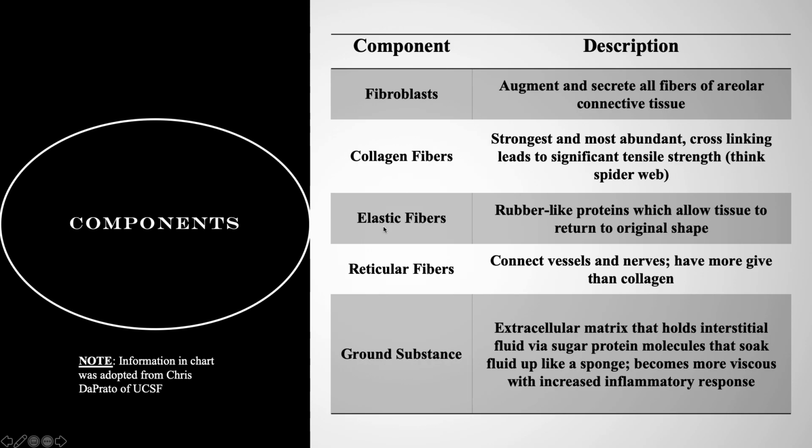The elastic fibers, this is more the tendinous properties. So we're thinking about rubber-like proteins and that ability to distend and then reform back to normal shape. The reticular fibers are what connect the vessels and the nerves. So they're a little bit more pliable than something like collagen. And then the ground substance is kind of just the space that all of these structures exist in.